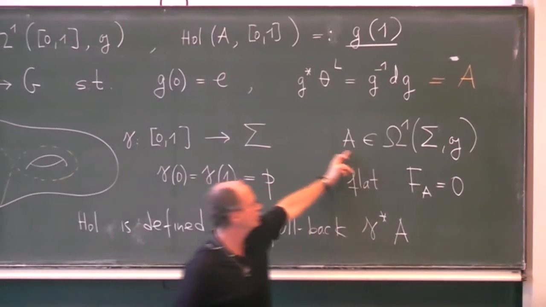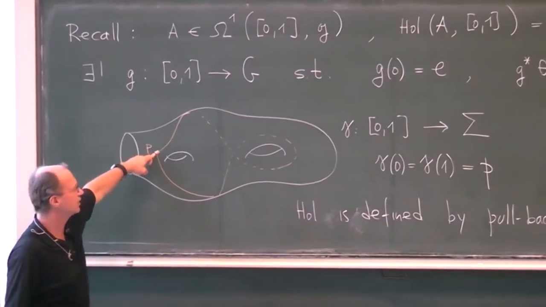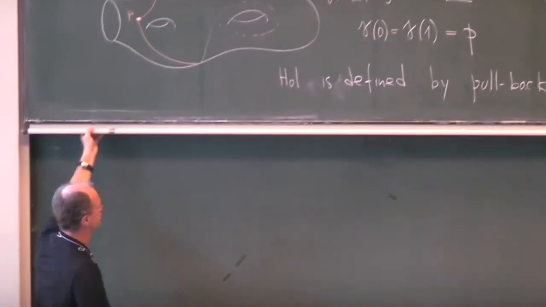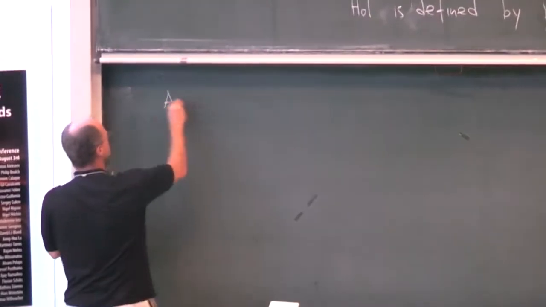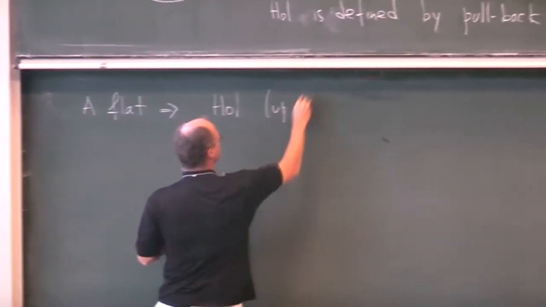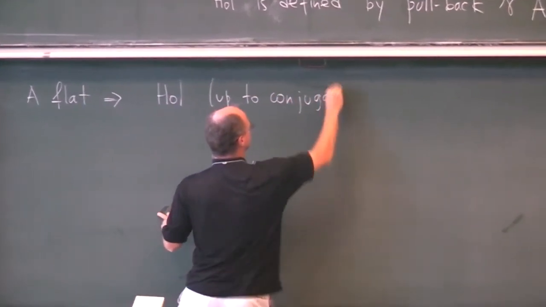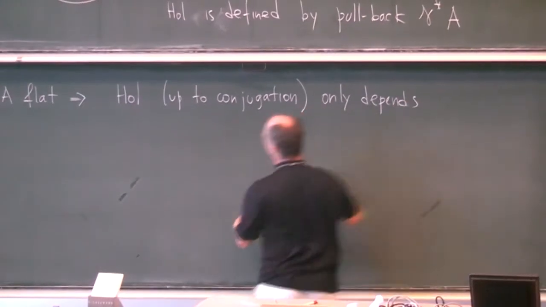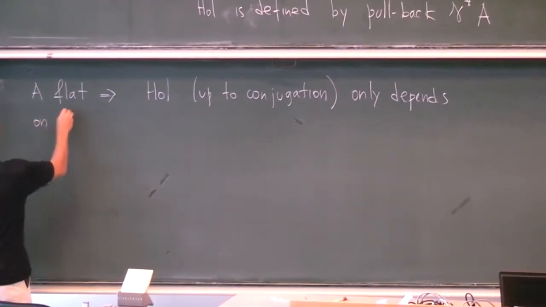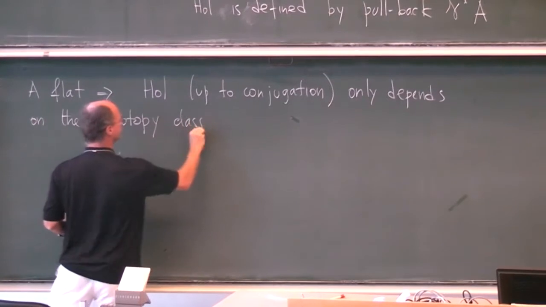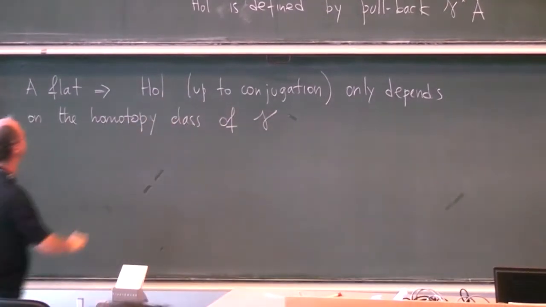What is nice about this situation, when the connection is flat, is that this holonomy, up to conjugation, only depends on the homotopy class of gamma.